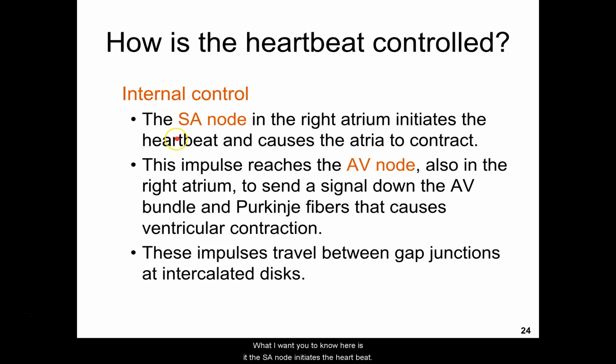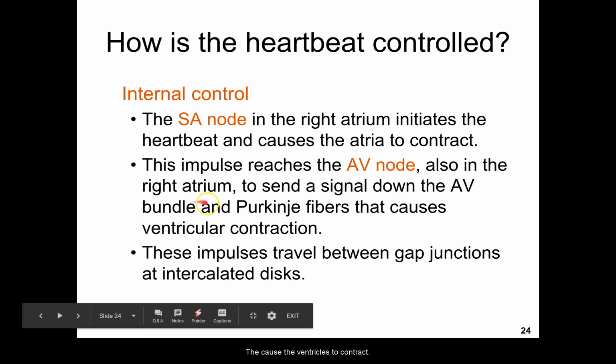So the SA node, what I want you to know here is that the SA node initiates the heartbeat, causes those atria to contract. So it's starting with the SA node. Then the SA node is sending this impulse to the AV node, which is also in the right atrium. So both of these are in the right atrium. And that atrium sends the signal down the AV bundle into the Purkinje fibers, that cause the ventricles to contract.